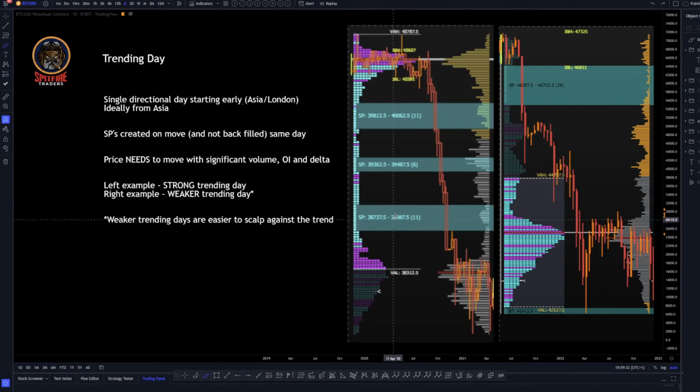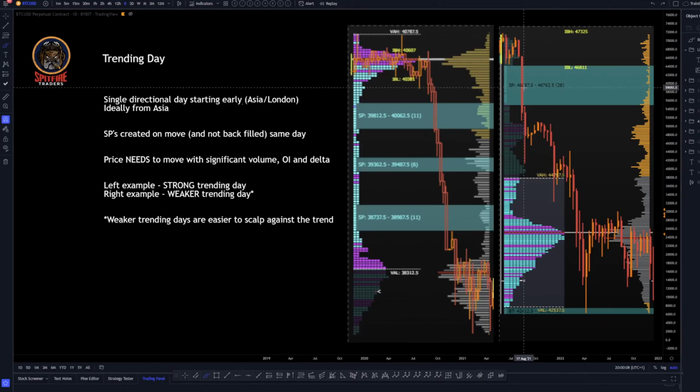Right. So we've got two examples here. Both of them are examples of trending days, but this one is the stronger trending day. You guys should be able to tell me, just from these notes here, why this is a stronger trending day than this one. But the simple answer is we've got single prints, single prints, single prints. Collectively we have a lot of single prints in this area. We've got 28 single prints here, which is quite substantial.